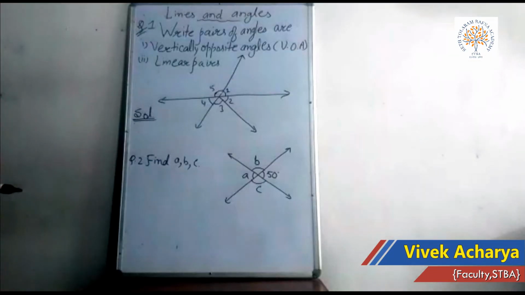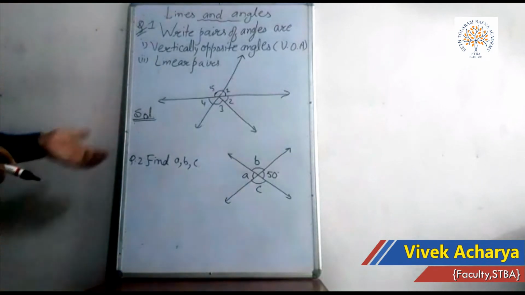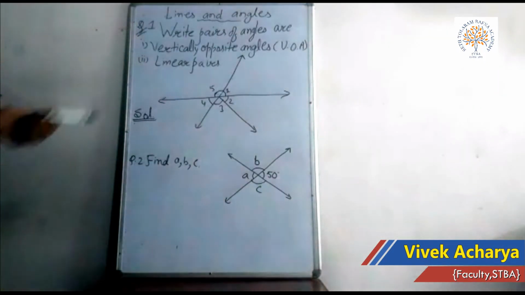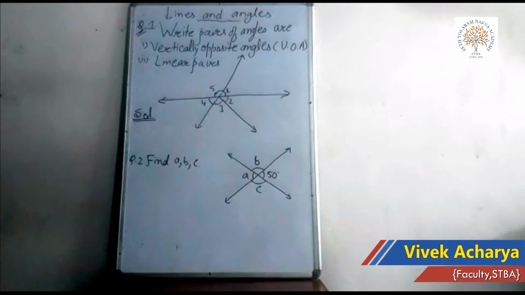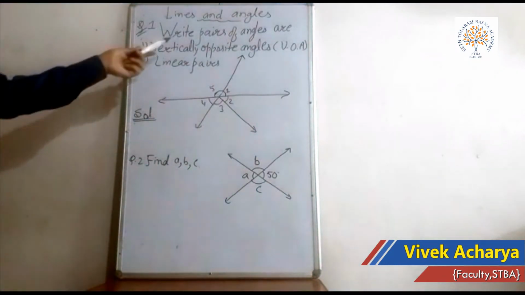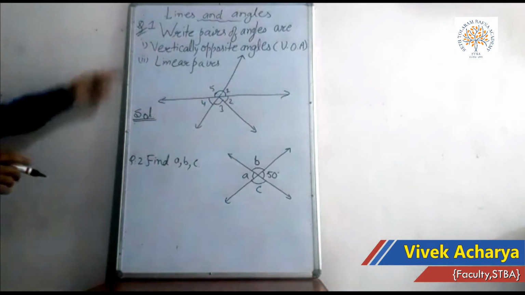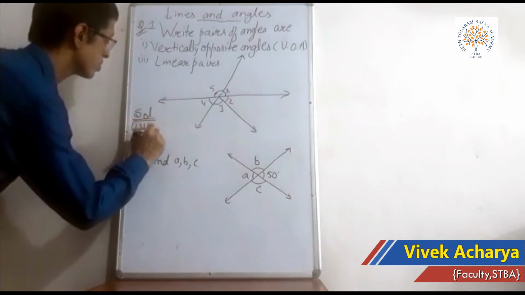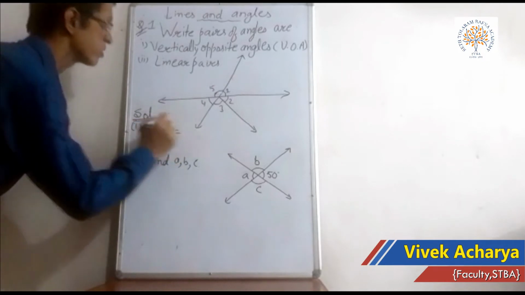So children, here are two questions I have written. The first is to write pairs of angles: first, vertical opposite angles, and second, linear pair angles. By this figure in the first question, you have to write down the pairs of vertical opposite angles. So we are going to solve the vertical opposite angles first. First look at the figure very carefully.